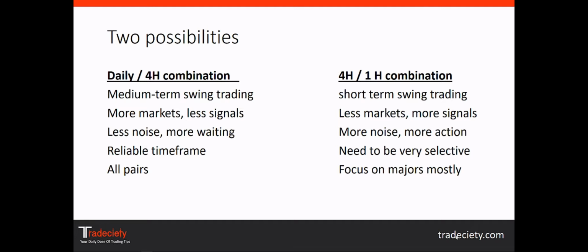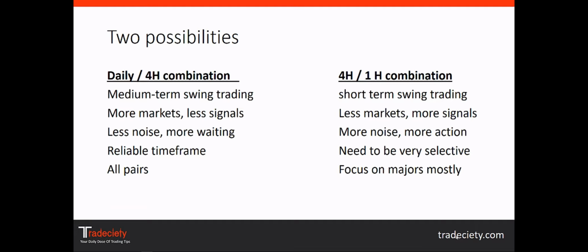The 4-hour and the 1-hour combination is a little bit different. This is the short-term swing trading approach. You usually watch fewer markets and you have more signals because things move faster. You have many more 1-hour candles in a day than 4-hour candles. At the same time, there is more noise on the lower time frame, especially on the 1-hour, and you also have more action. You need to be more selective because there can be more signals. At the same time, there are more false signals on the 1-hour chart.